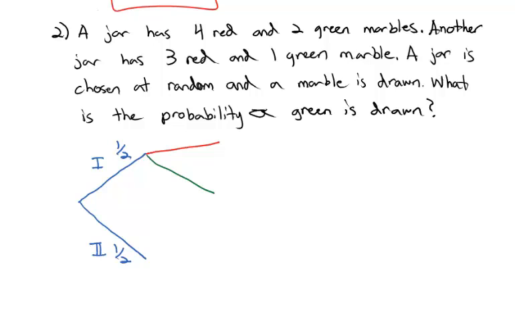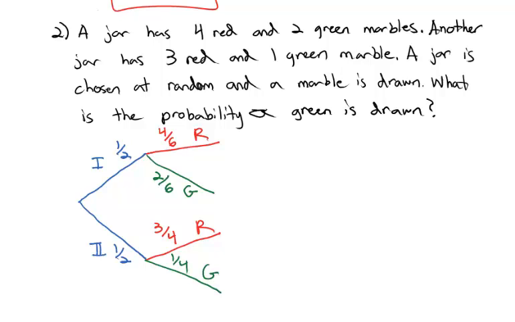If I were to pick jar 1, there are 4 reds, so I have a 4 out of 6 chance of ending up with a red. There's also 2 greens, so I have a 2 out of 6 chance of ending up with a green. Versus if I had picked jar 2, I could have ended up with a red or a green. The probabilities are just different now. In jar 2, there are 3 reds out of the 4 and 1 green out of the 4.